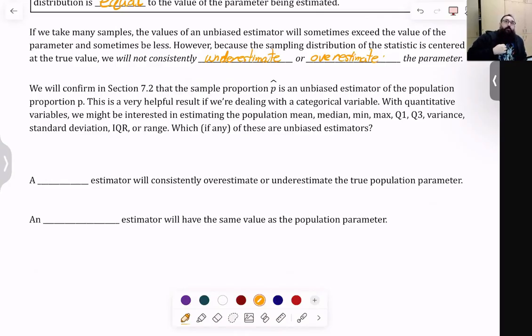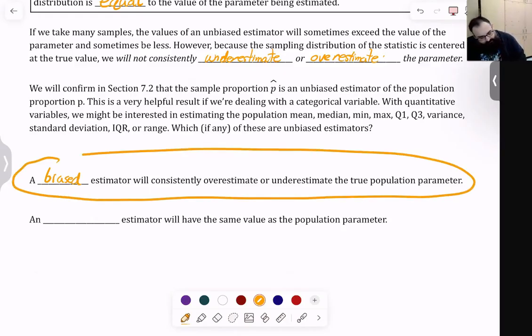This is a very helpful result if we're dealing with a categorical variable. With a quantitative variable, we might be interested in estimating the population mean, median, min, max, Q1, Q3, variance, standard deviation, IQR, range. So which, if any, of these are unbiased estimators? Just remember, and we'll talk about all of those later, a biased estimator consistently over or underestimates the true population parameter.